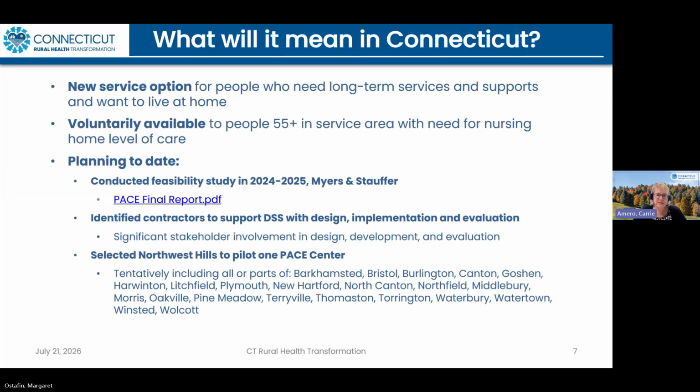And we've tentatively selected these 27 towns in the Northwest Hills region to be the pilot service area. We had proposed to CMS and the Rural Health Transformation Project to initiate in the Northwest Hills, and it looks like a combination of zip codes from these 27 towns would make up a service area that would be both big enough to have enough enrollees to make the program viable, but also not put any participant too far away from the physical center.